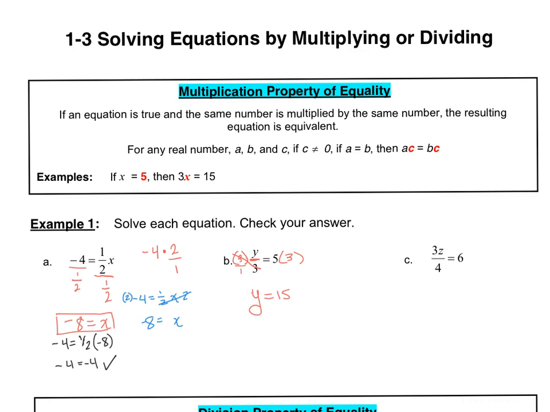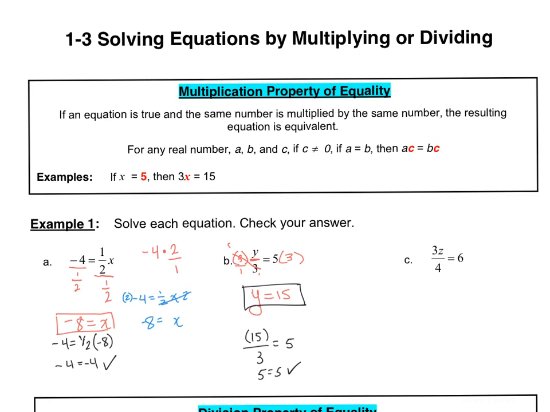This is like cross simplifying. That's why it eliminates 3 over 1 times y over 3. The 3 is simplified to 1 and 1. And so we get y. 1y equals 15. Okay, we can check our work here too. So 15 divided by 3 is equal to 5, and that's true. 5 equals 5. So y equals 15 is correct.